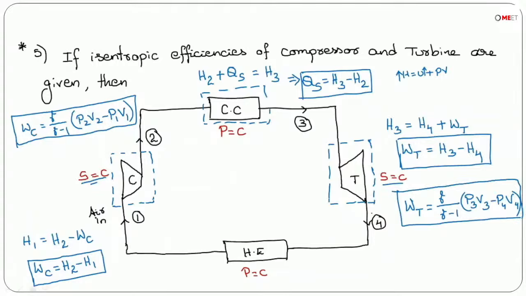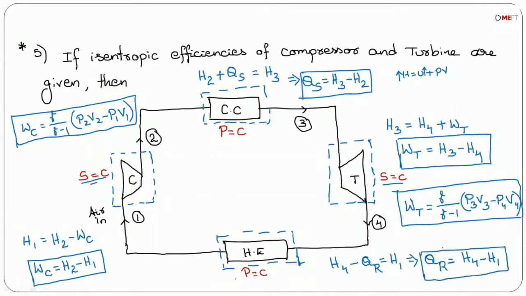Now, after expansion in the turbine, the air enters into the heat exchanger. In the heat exchanger, at constant pressure, heat is rejected to the surrounding atmosphere. So therefore, if we write the expression here, H4 minus the amount of heat rejected is equal to H1. So this can also be written as heat rejected QR is equal to H4 minus H1. So this is the amount of heat rejected.